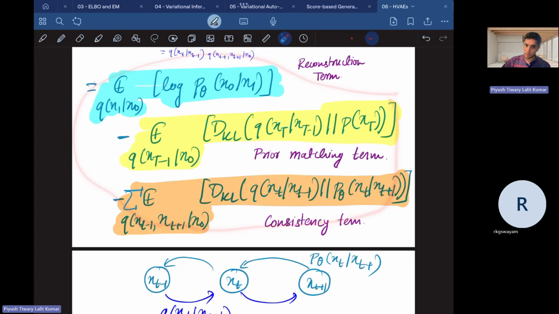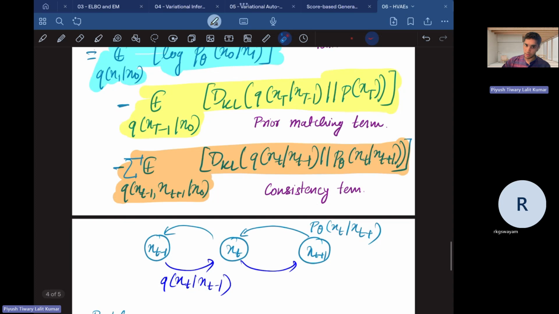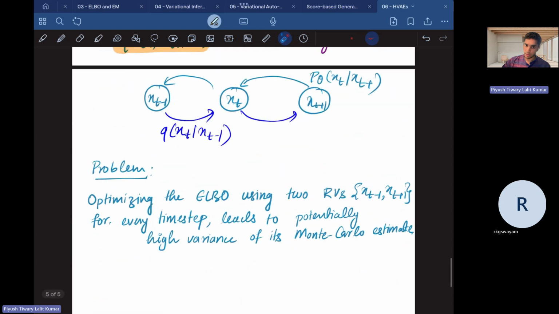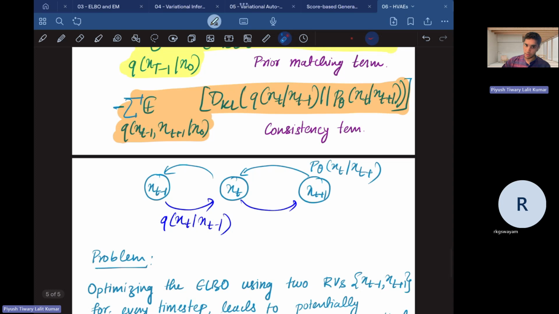However, the problem is that using this loss directly will make your learning algorithm a little unstable, and we want to avoid that. So what we want is an expectation with respect to just one random variable instead of two random variables. That's all, and we will see how we can do that.